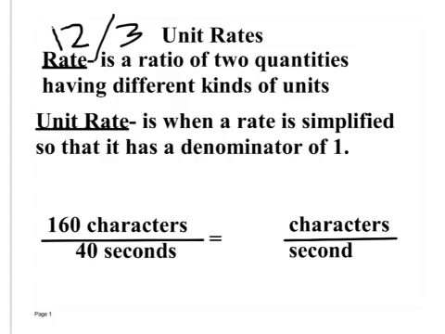Feet per second. This one is 160 characters in 40 seconds. Someone was typing and they typed 160 characters and they did it in 40 seconds. Right? What we want to do is make it a unit rate. We want to find out how many characters they typed each second. Not for 40 seconds, but for 1 second.